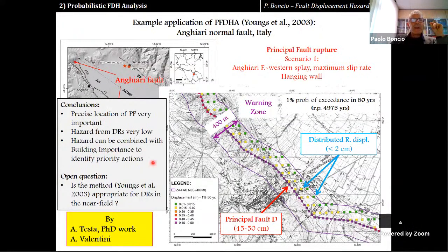This is 1% in 50 years. And the hazard in urban areas can be combined with the building importance categories to identify priorities of actions, for example. There are some open questions. For example, is the method by Youngs et al. appropriate for estimating the hazard for distributed ruptures in the near field?